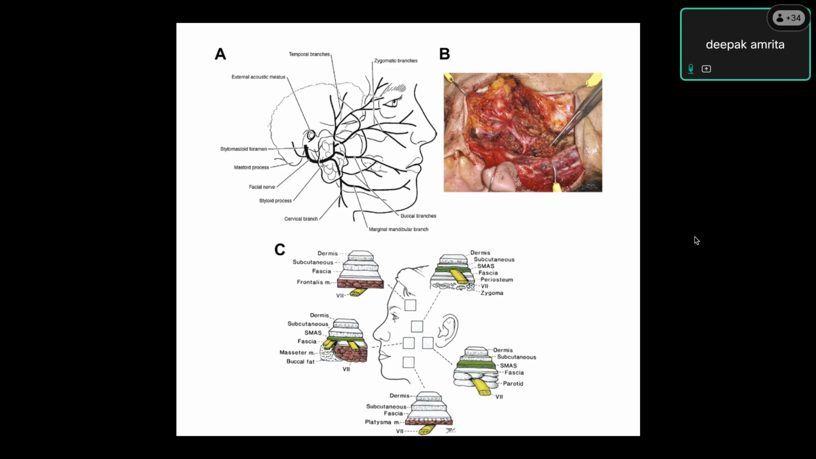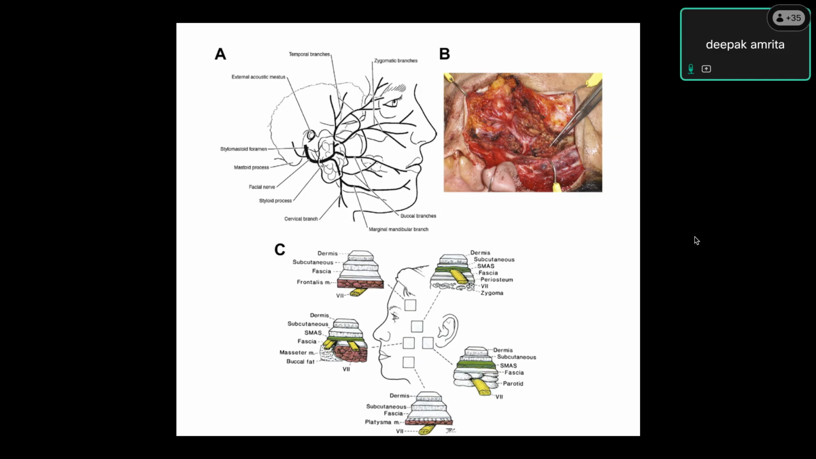If you look at the nerve going as a buccal branch, it also is again under the SMAS layer, but above the buccinator and buccal pad of fat. And if you look at the marginal, it is under the platysma muscle. Now, why this is important is if you want to preserve the distal stumps of the facial nerve, you should know which plane to dissect and find the nerve.